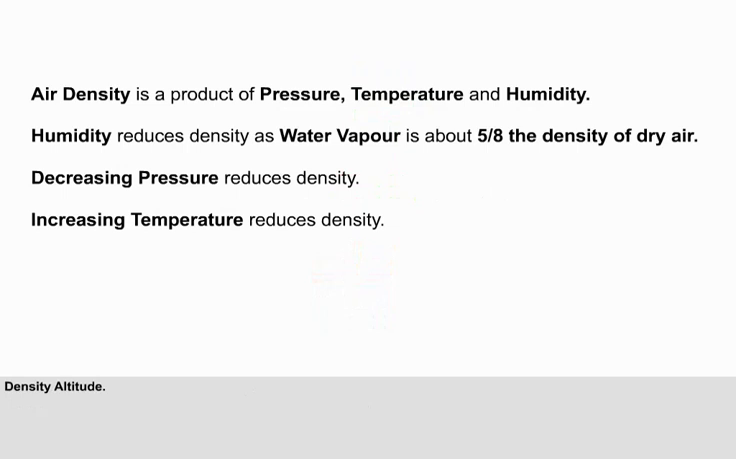Air density is a product of pressure, temperature, and humidity. Humidity actually reduces density because the density of water vapour is about 5/8 of that of dry air. Low pressures and high temperatures also reduce density.